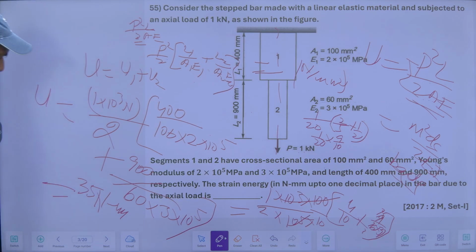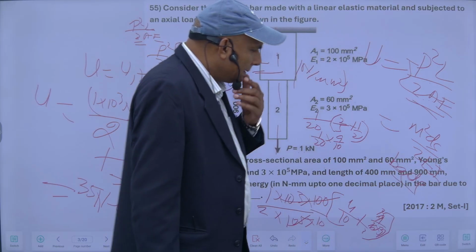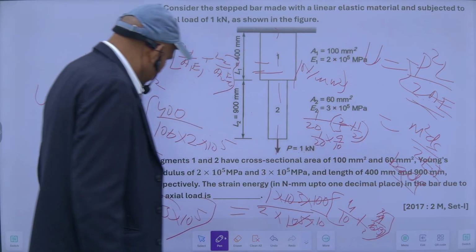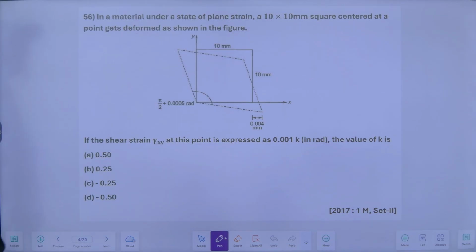I am not going into the detailed calculation part, you can do it. So finally the answer will be 35 Newton per mm. So I am going to the next question. So this is question 1.